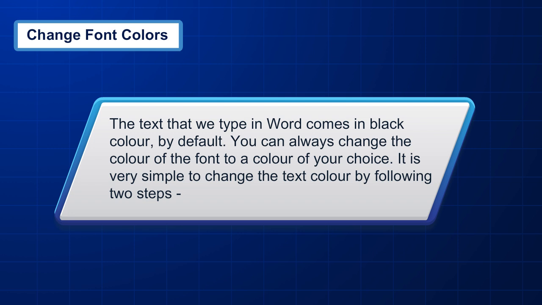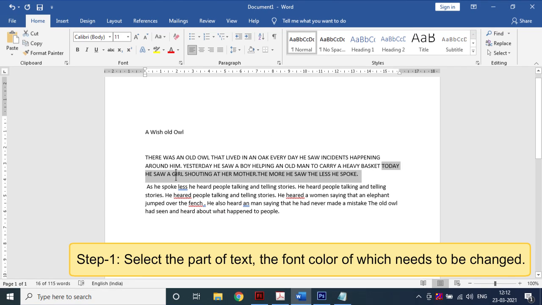Change font colors. The text that we type in Word comes in black color by default. You can always change the color of the font to a color of your choice. It is very simple to change the text color by following 2 steps. Step 1. Select the part of text, the font color of which needs to be changed.